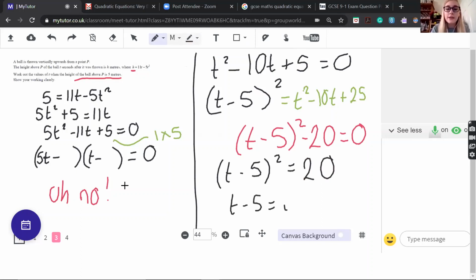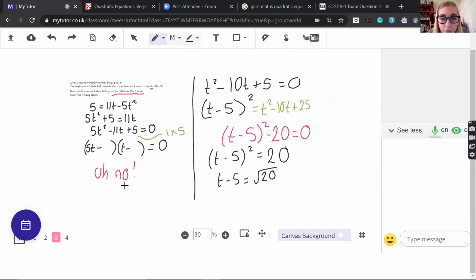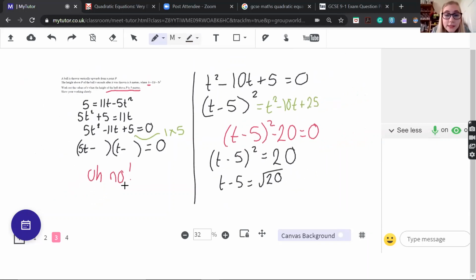t minus 5 equals root 20. I've just square rooted both sides. And then t equals 5. Oh my gosh, plus or minus should go there. 5 plus or minus root 20.